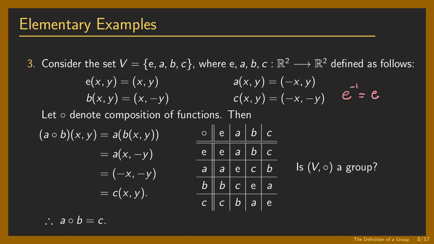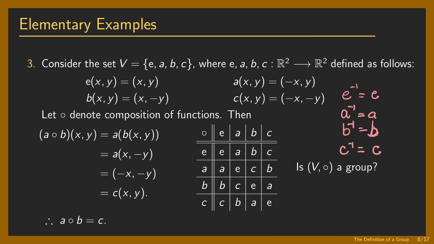By the way, for functions, we use the symbol -1 to indicate the inverse, right? Okay. How about the inverse of a? What will you multiply to a to get a product of e? As you can see, it has to be a. How about b? Same thing, right? How about c? Yes, c itself. So as you can see, right now we can call this a group because every element has an inverse.